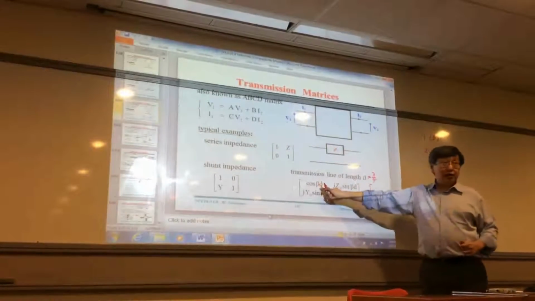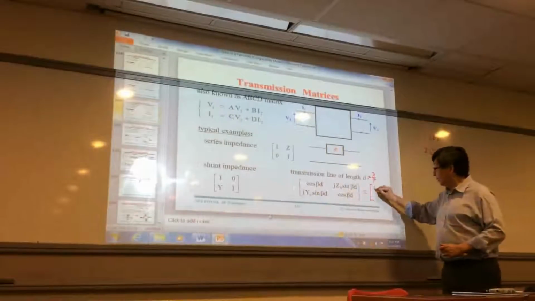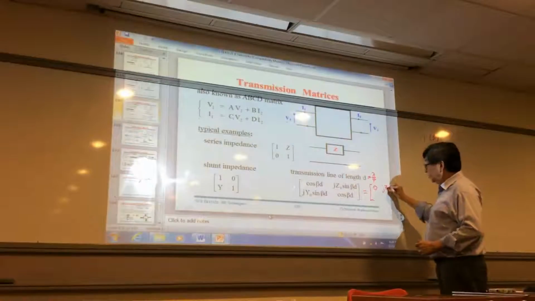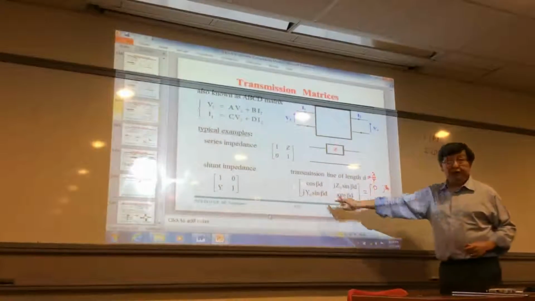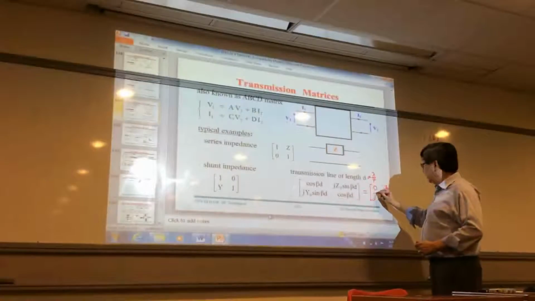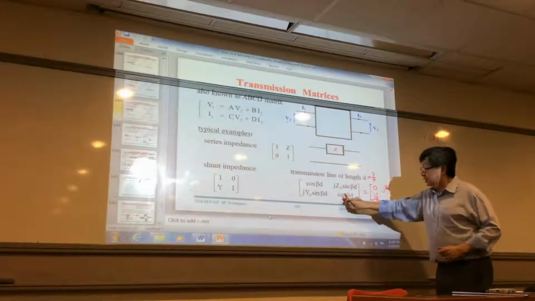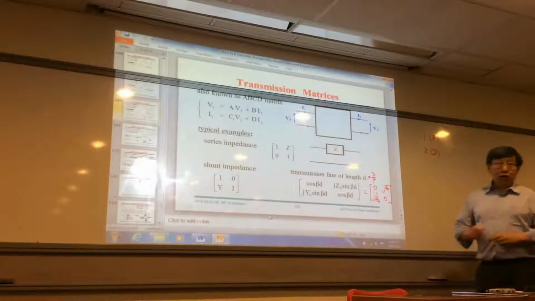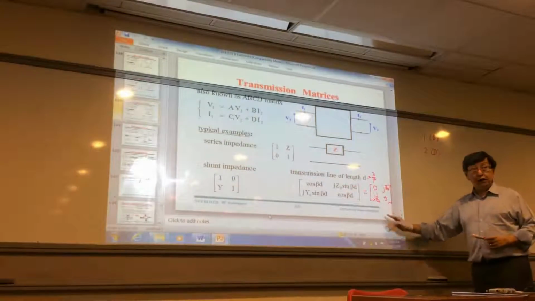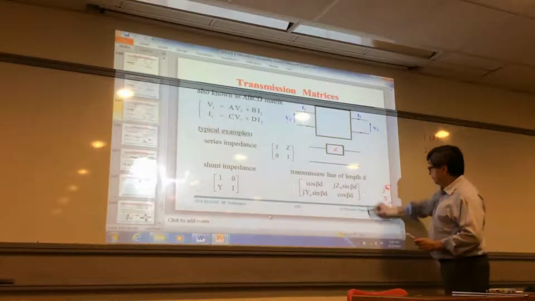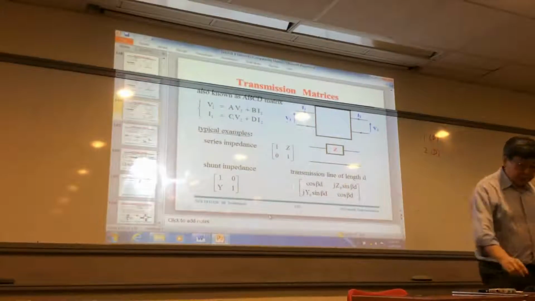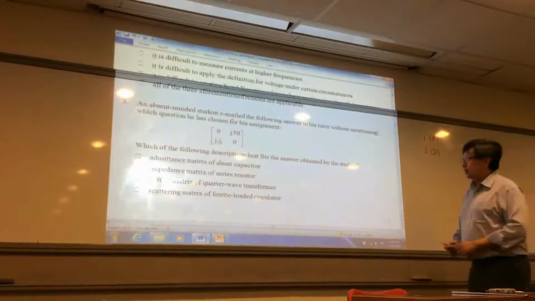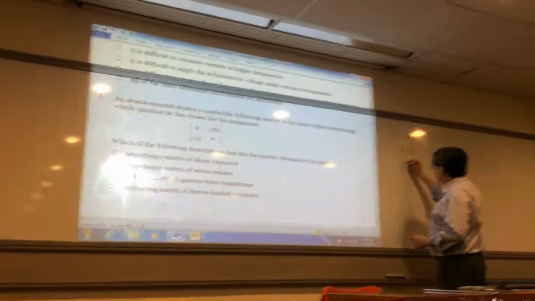cos beta D, cos pi over 2 will be 0. Sin pi over 2 will be 1. So this will be jZ0. This one here, sin pi over 2 will be 1, so this will be 1. And this one, cos pi over 2 will be 0. So for a quarter wavelength transformer, this is your ABCD matrix. Right, so the answer for 3 is C.